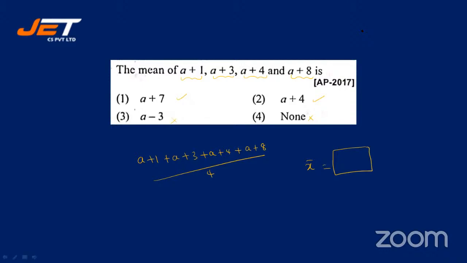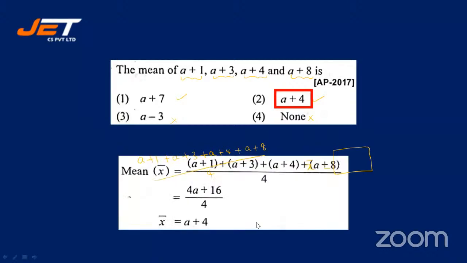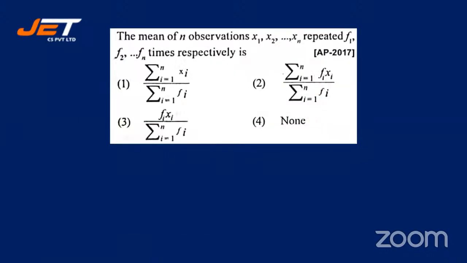Let me see how many are going to give me the answer. Okay. Kalpana, you're right. Ishwant, you're right. Amulya, Gayatri, almost all are giving me the right answer. Excellent. It is A plus 4. All right. See the next question. The mean, this is purely formula based. So you need to know the formula. The mean of n observations, x1, x2, and so on till xn repeated f1, f2, and so on till fn times respectively is dash.